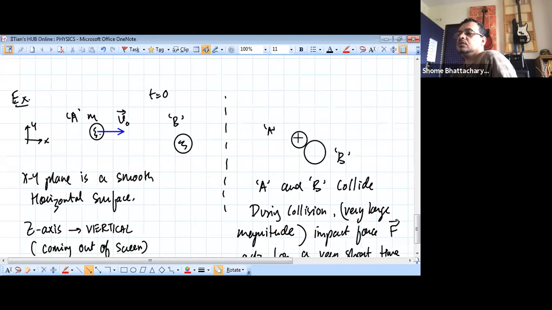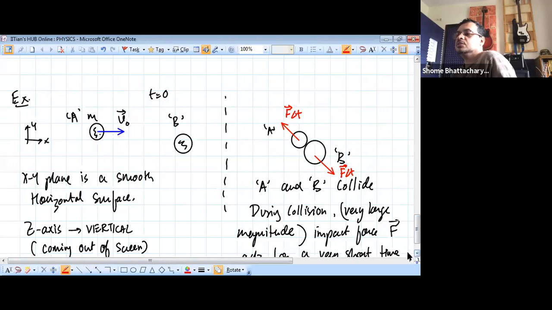It will act on A in this sort of direction, because it came in this direction and hit this. So this will apply a force like this. And an equal and opposite amount of force acts on B. Only now we will think of it as an impulse. So force multiplied by that very short duration of time delta t.